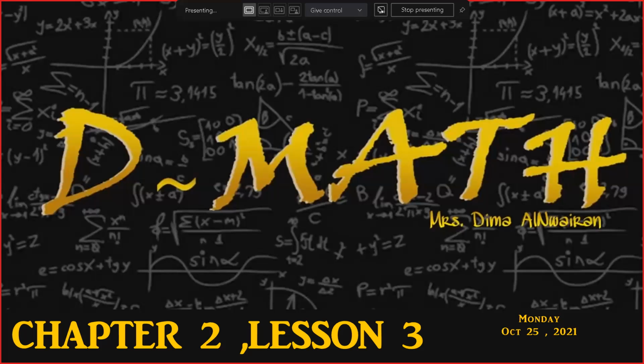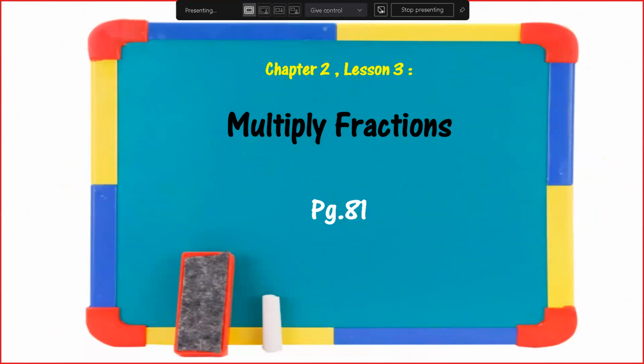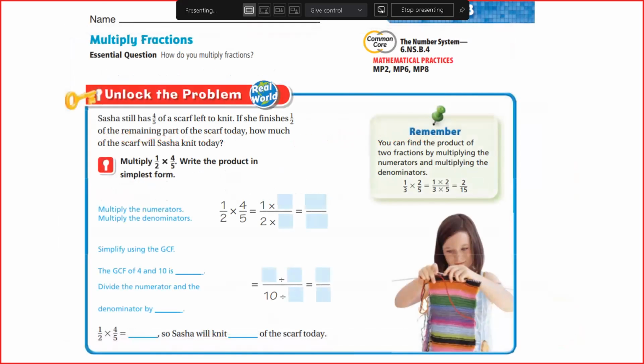Okay, good morning. Today we're going to start with chapter 2, lesson 3, which is about multiplying fractions. In this lesson, we're going to multiply a fraction by a fraction and a fraction by a whole number. Please open your book, page 81. At the end of this lesson, you will be able to multiply a fraction by a fraction and a fraction by a whole number.